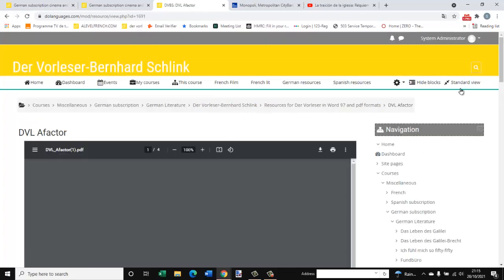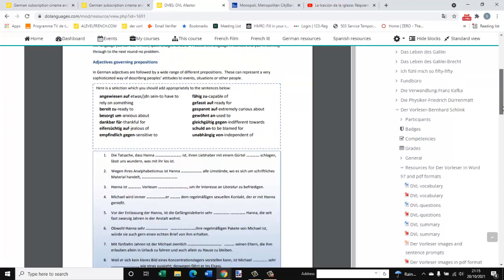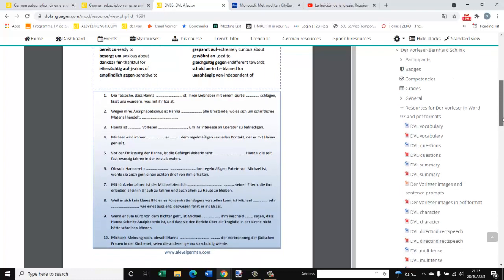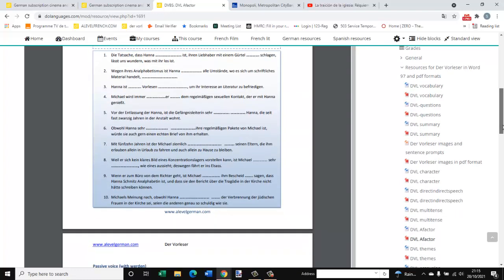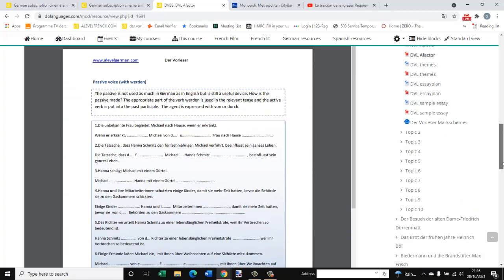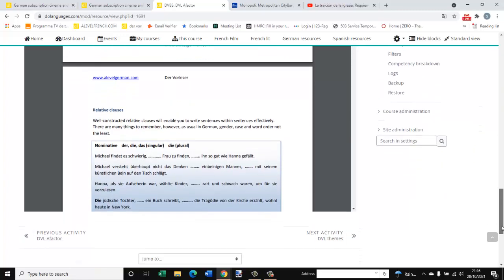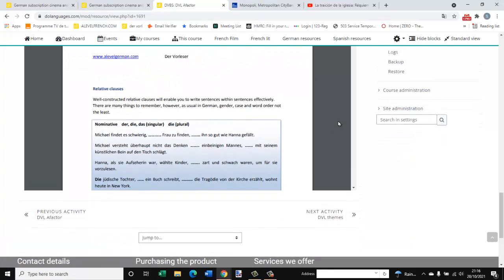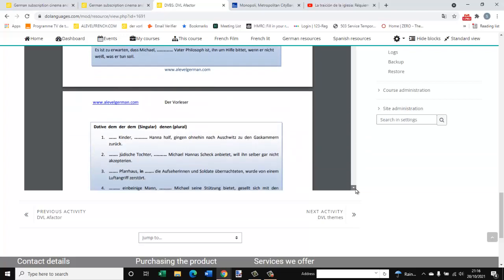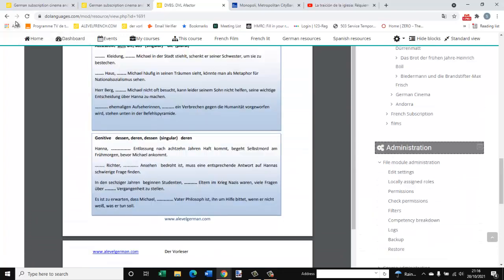The so-called A factor looks at quality of language, and we've got the adjectives governing particular prepositions there, with sentences in the context of the novel to put together, followed by the passive, always a good one for going for quality of language, followed by relative clauses, which can cause problems all the way through. So examples there in all the different cases.